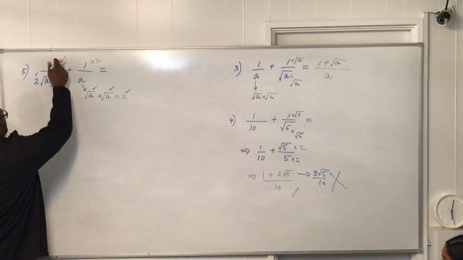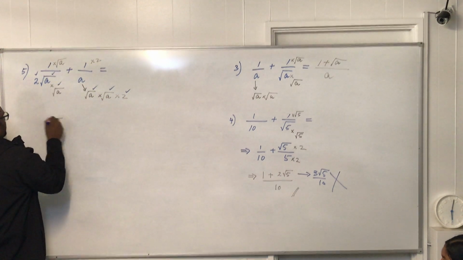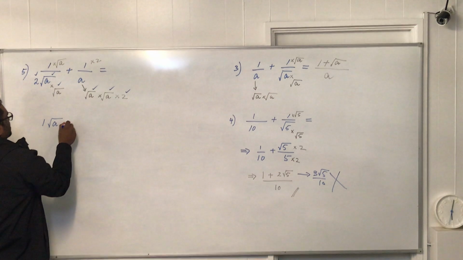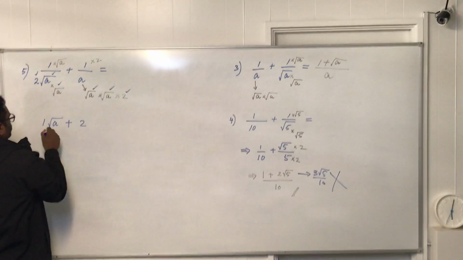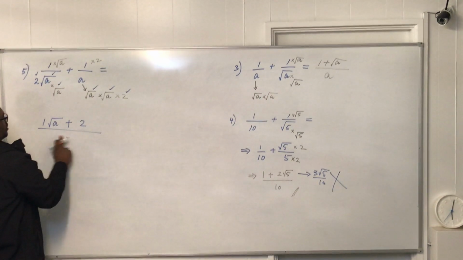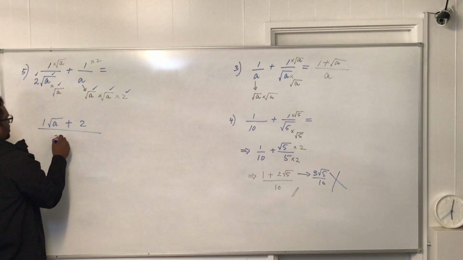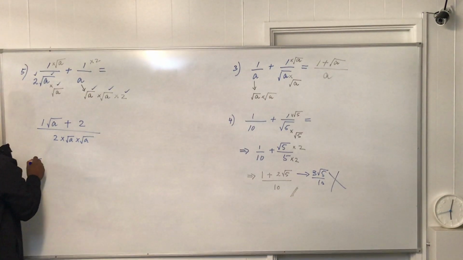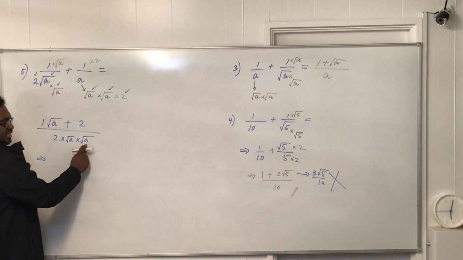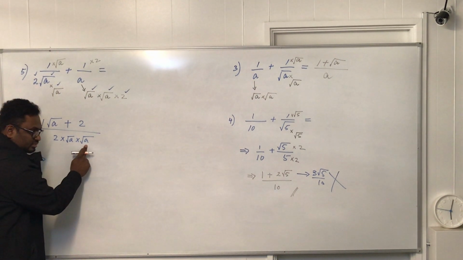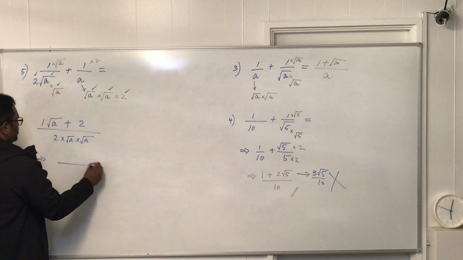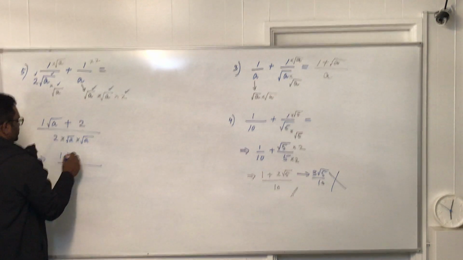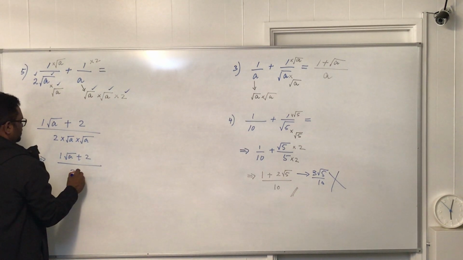So on top, what do you have? 1 square root of a, plus, what do you have here? 2. Denominator, what do you have? 2 times square root of a times square root of a. Square root of a times square root of a is a. So it's going to be 1 square root of a plus 2 divided by 2.